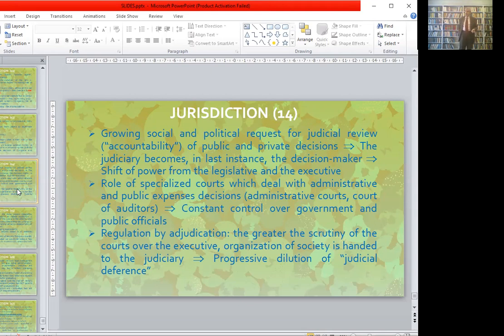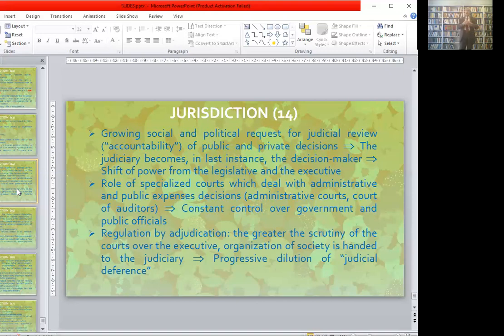And here we should look at this further aspect, because we are talking of courts, but we should consider that we tend to look at civil courts, commercial courts, and criminal courts. These are the main courts we look at. But in continental Europe, we find typically certain specialized courts, like administrative courts and the Court of Auditors, which have a constant control over government and public officials. Think of public expenses, how public expenses have been made, and therefore the Court of Auditors, which we find in most continental European countries, have a very strong influence on how government is acting.